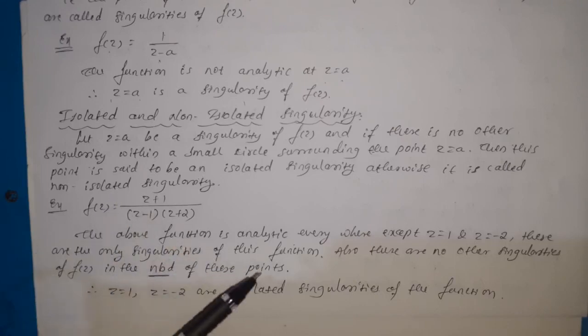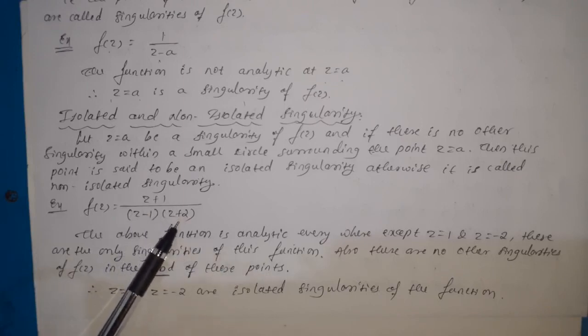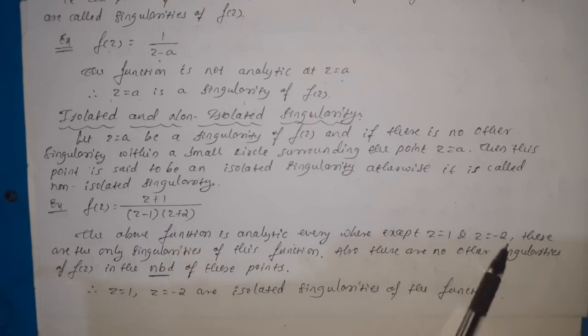If you consider like that, then it will give the value as z equal to 1, and here z equal to minus 2. At these 2 points the function is not defined. If the function is not defined, the function is not differentiable. So therefore these are the only singularities of this function, and also there are no other singularities of f of z in the neighborhood of these points.